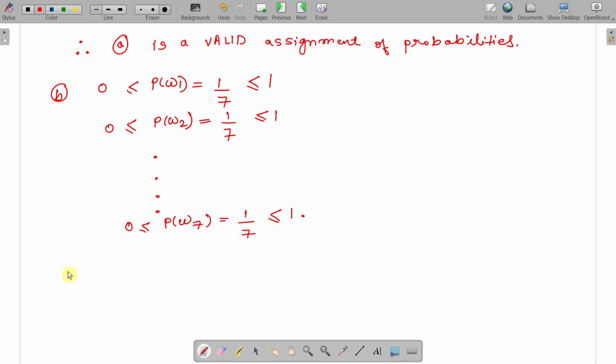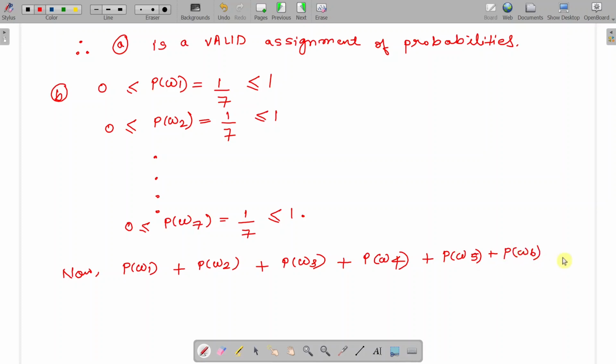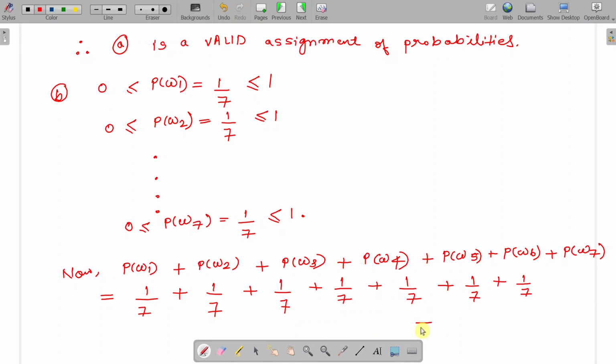Okay. Now let us look at this sum. So probability of omega 1 plus probability of omega 2 plus probability of omega 3 plus probability of omega 4 plus probability of omega 5 plus probability of omega 6 plus probability of omega 7. Okay. So this is equal to 1 by 7 plus 1 by 7 plus 1 by 7 plus 1 by 7 plus 1 by 7 plus 1 by 7 and plus 1 by 7. Okay. So this is equal to what? So 1 2 3 4 5 6 7. So 7 times 1 by 7, which is equal to 1, right?